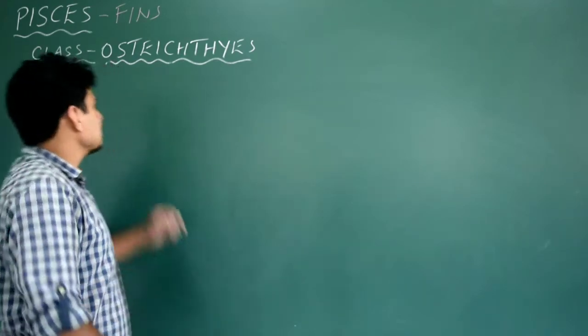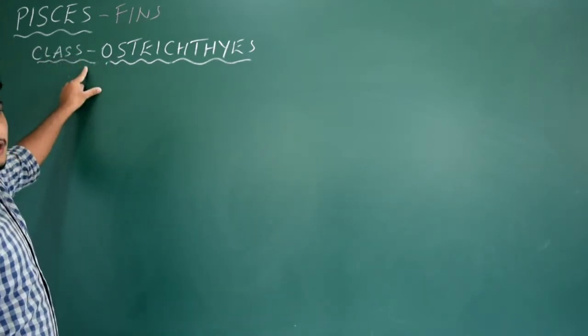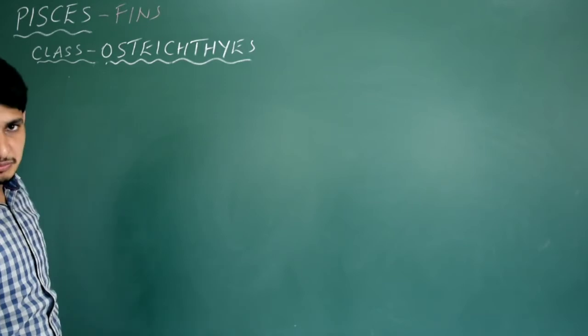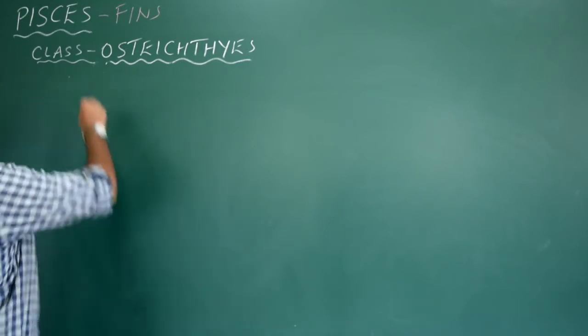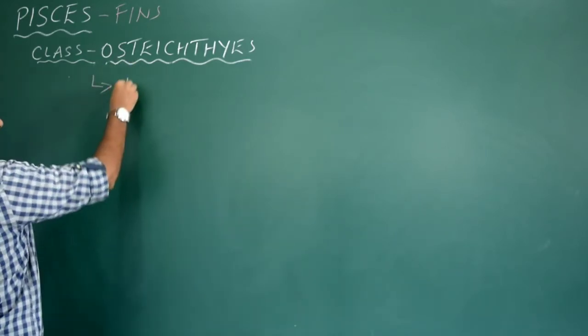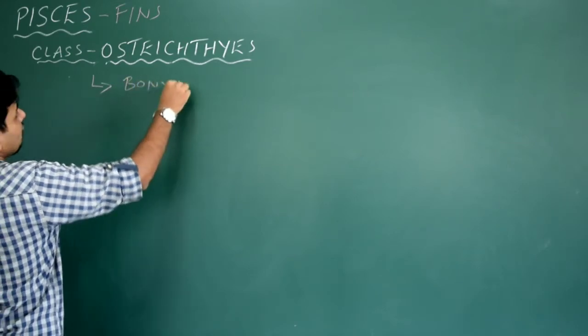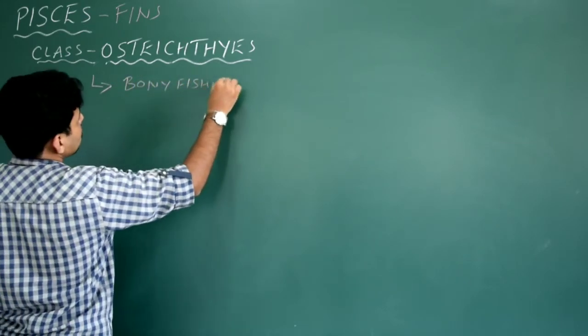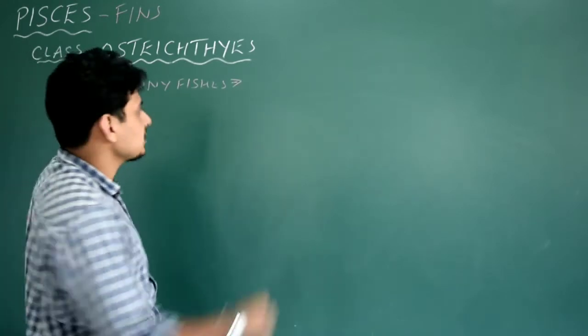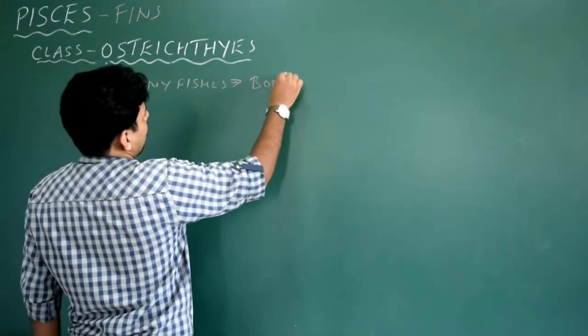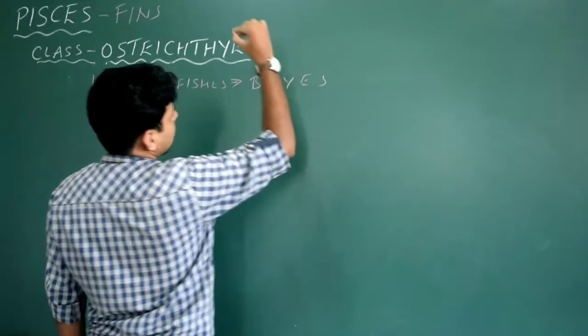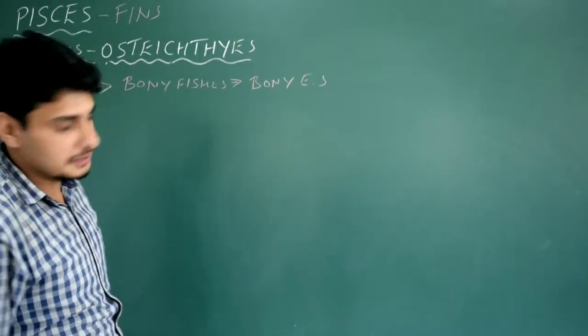The next class of species is Osteichthyes. The meaning of Osteicht is nothing but bones. So the fishes belonging to Osteichthyes are also called bony fishes. Why are they called bony fishes? Because they have a bony endoskeleton. So we write bony endoskeleton inside the body.